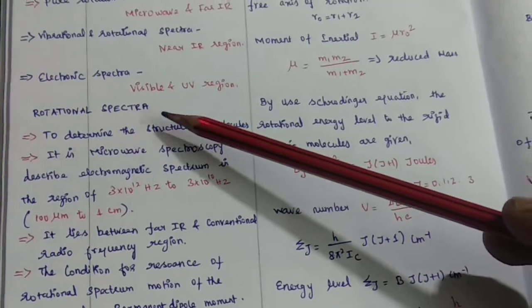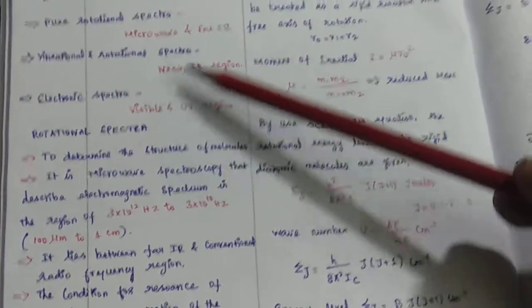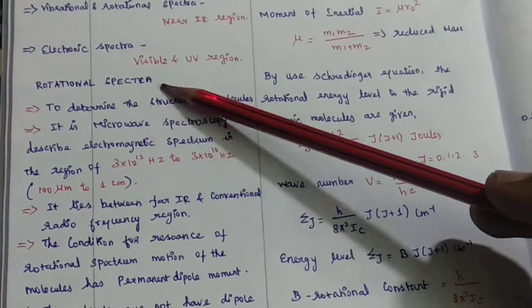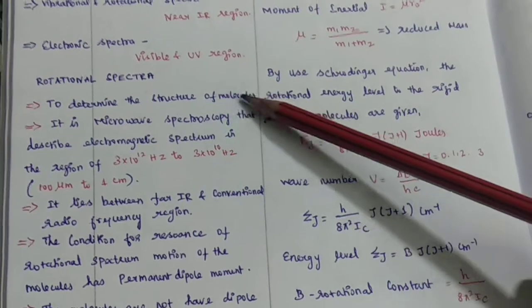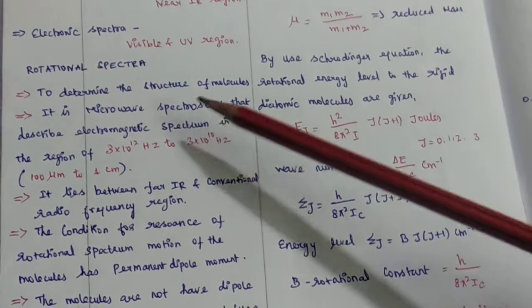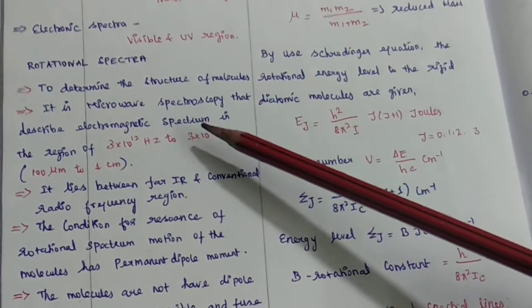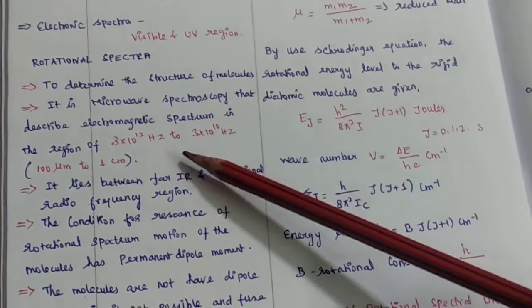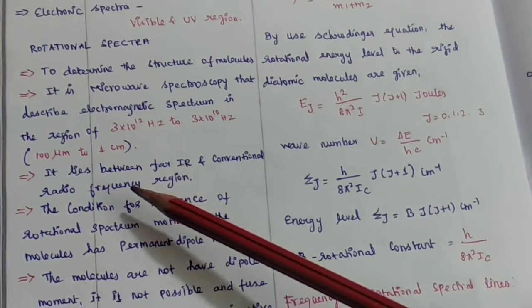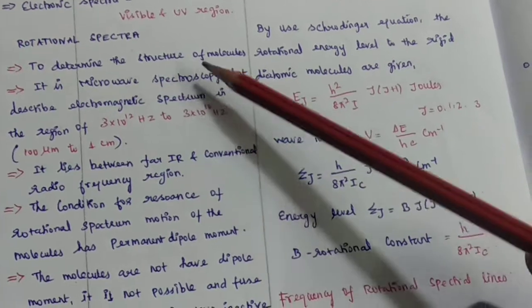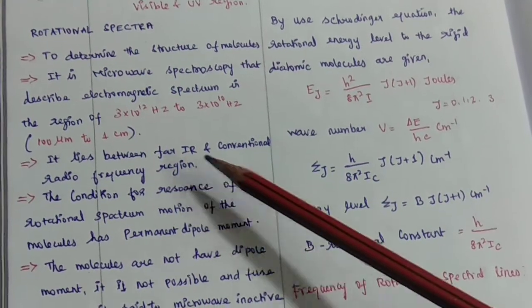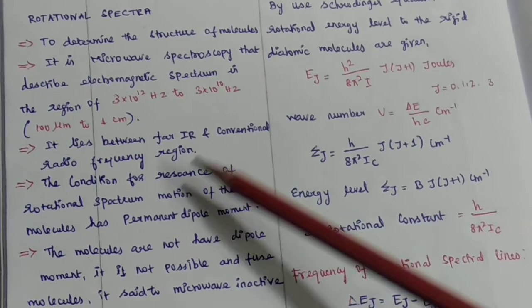So in rotational spectra, as I already said, it lies in the microwave and far IR region. Rotational spectra are used to determine the structure of molecules. Rotational spectra is also called microwave spectroscopy, which is described in the electromagnetic spectrum in this range. So rotational spectrum or microwave spectroscopy lies between the far IR and the conventional radio frequency region. So what is the condition for resonance?